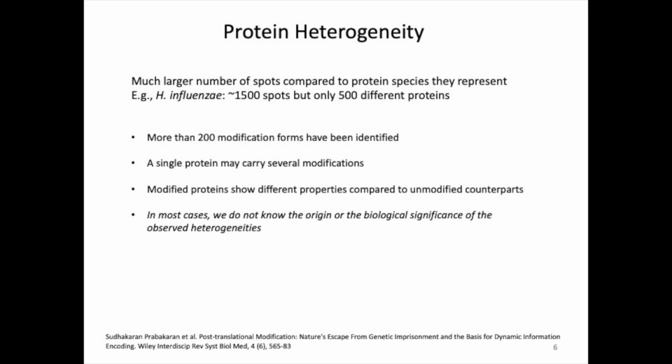More than 200 post-translational modification forms have been identified. A single protein may carry several modifications. Modified proteins show different properties compared to unmodified counterparts. In most cases, we do not know the origin or the biological significance of the observed heterogeneities, and we want to use proteomics techniques to help solve these unknowns.